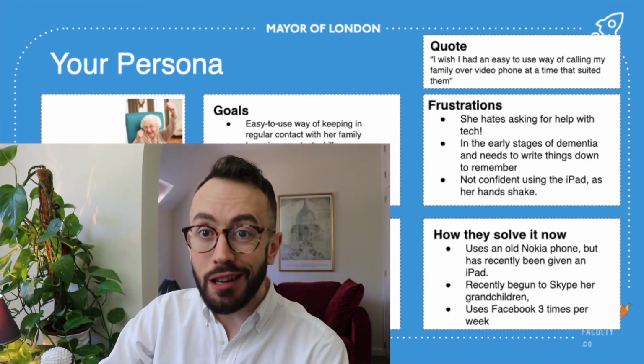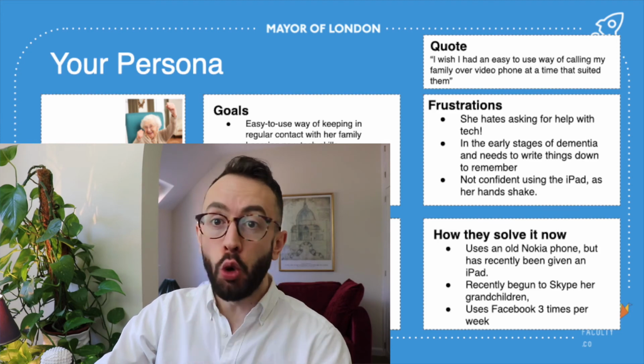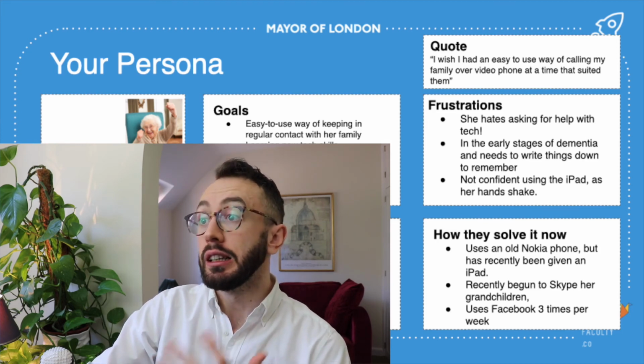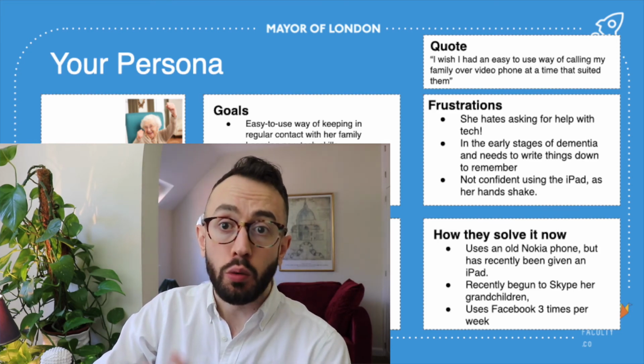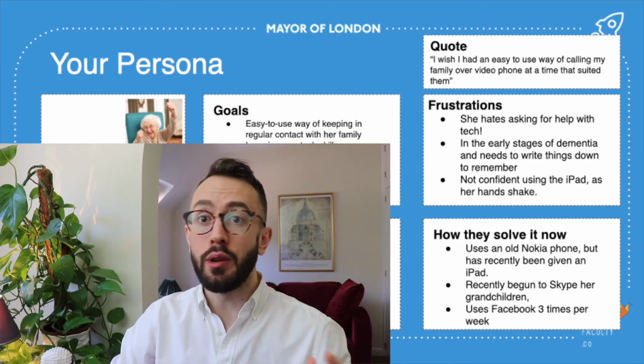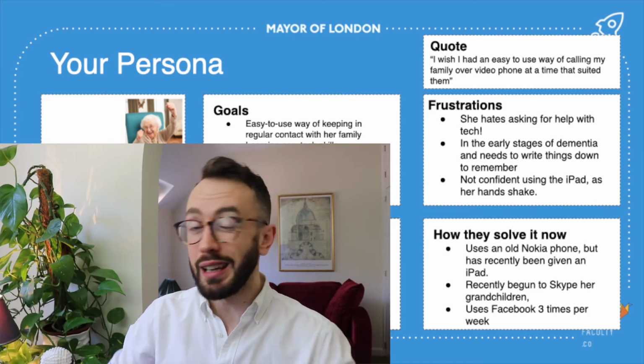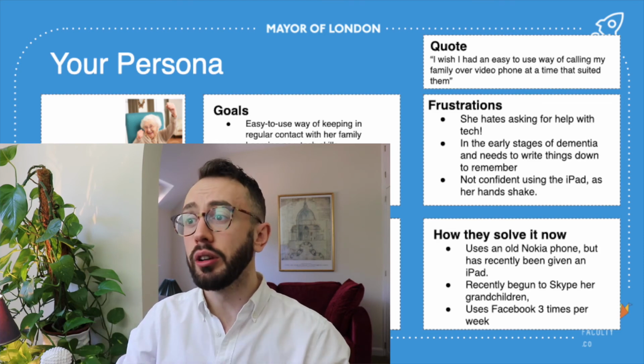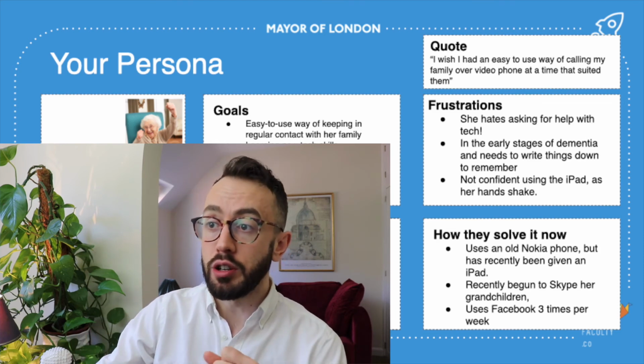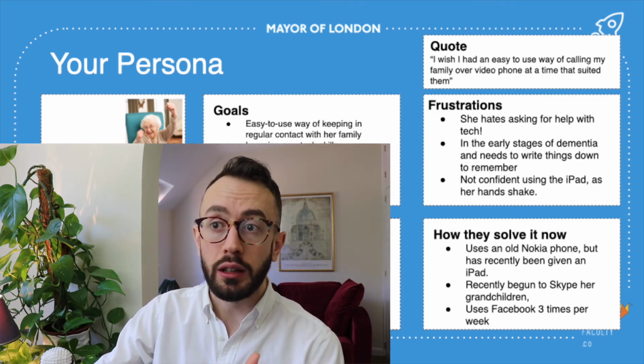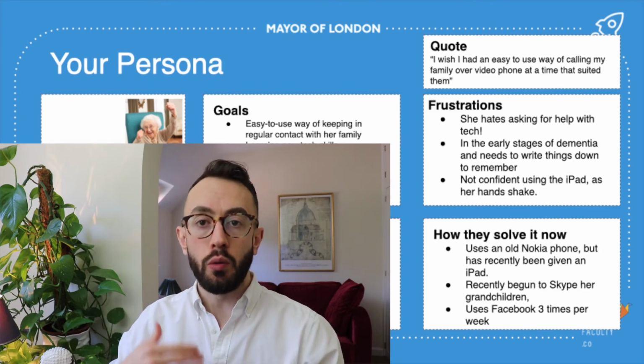Frustrations. She hates asking for help. Tech can be daunting, but she still wants to get over it. Maybe she's in the early stages of dementia. What does that mean? Well, short-term memory is going to be difficult. How can she write things down? How can it be really easy to use? And in this case, she's not confident using an iPad as it shakes like a handshake. These then become barriers that we can figure out how to overcome.